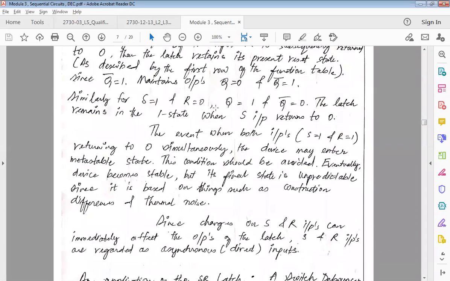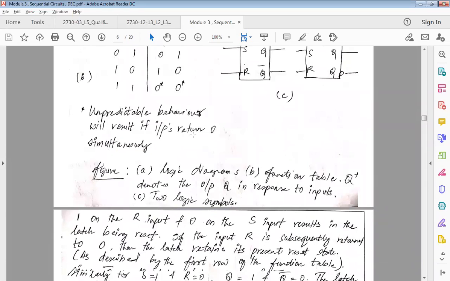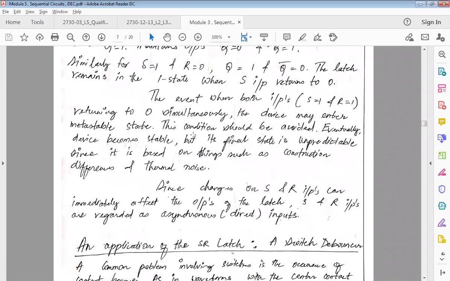Similarly, for S is 1 and R is 0, you're going to get this combination. The event when both inputs are high, S is equal to 1 and R is equal to 1, returns a 0 simultaneously. The device may enter into metastable. Metastable is something called a toggle state, 0, 1, 0, 1. It keeps toggling. That's why I've given a 0 with a star, called unpredictable behavior. This unpredictable behavior we do not need. We do not want these kinds of toggling states.